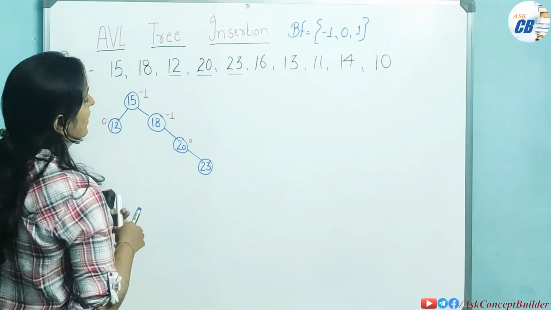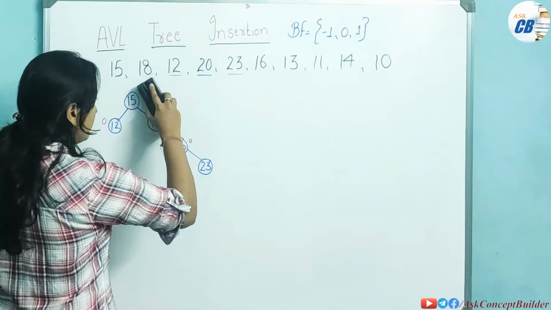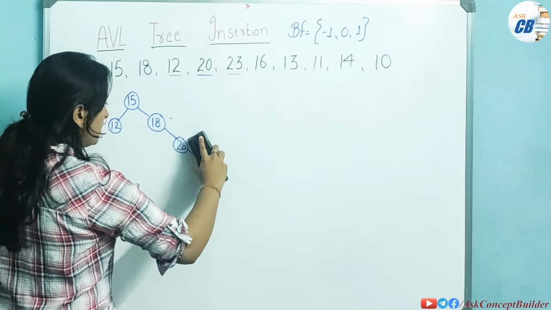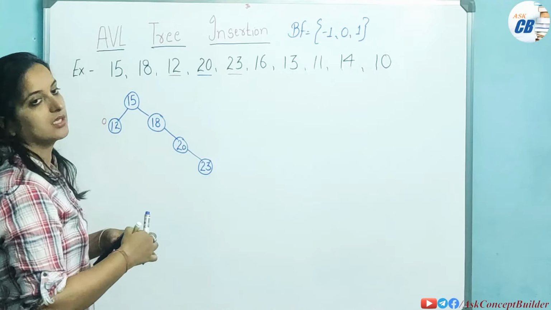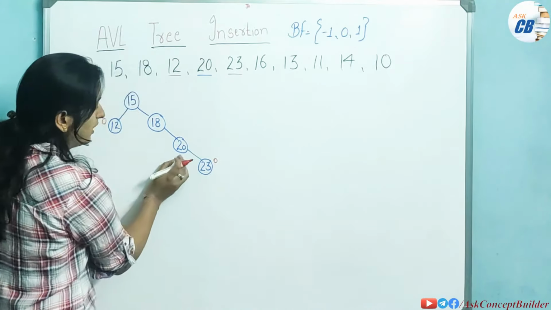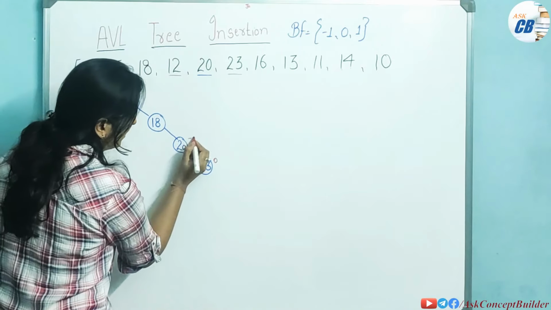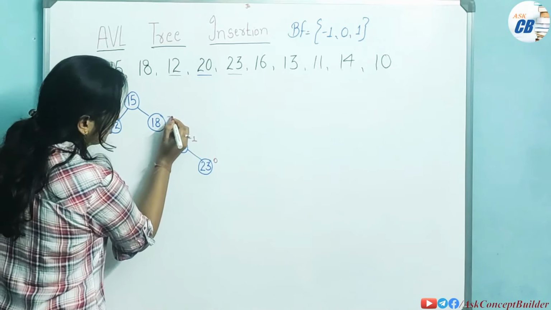Now again we have to find the balance factor for each and every node. Now see, the balance factor for this 23: it is your leaf node, so it will be 0. For this 20, 0 minus 1 is your minus 1. And for this 18, 0 minus 2 is your minus 2.